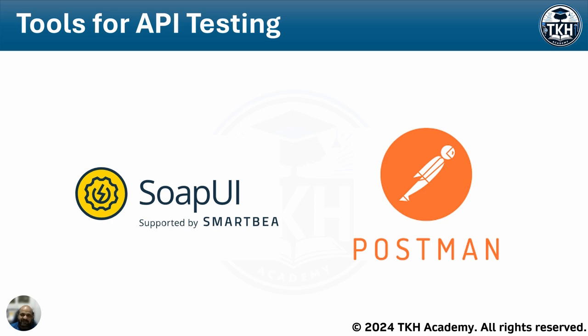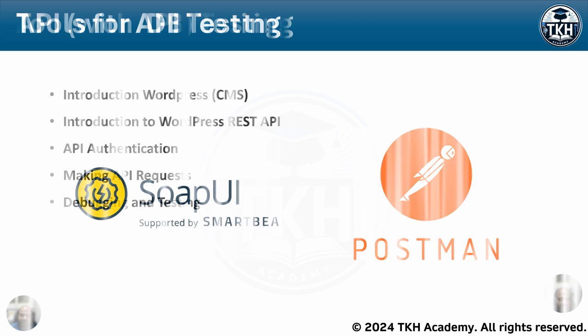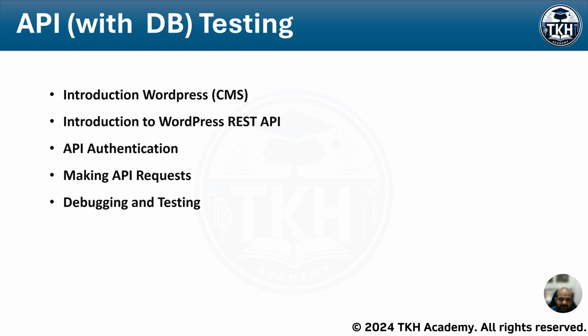Okay, so now let's look at an example of how we can test an API. What we are going to do is quickly go through what WordPress is. We will have a look at the documentation for one of the APIs. We will create a token. We will create the request in Postman, and we will also have a look at the database and test it against it.